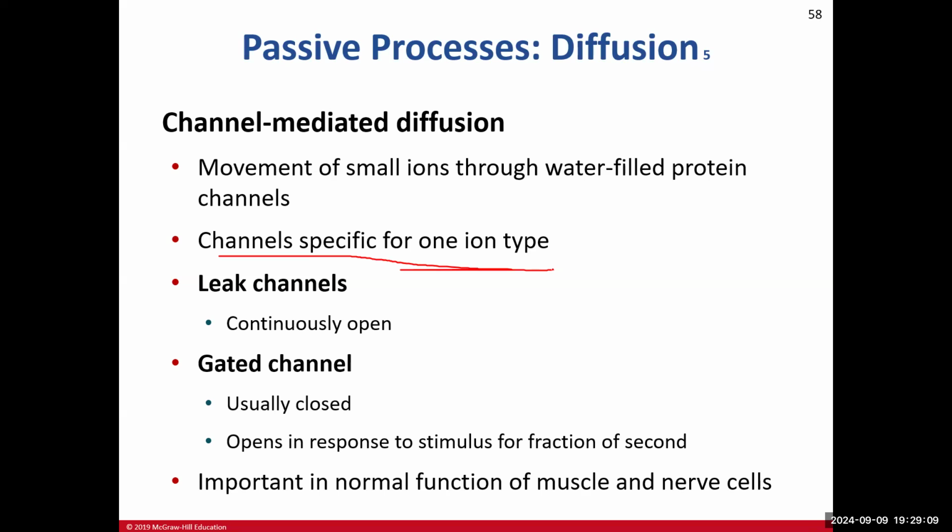So the leak channels are continuously open. They're allowing stuff to flow across the cell all the time. The other one is the gated channel. And just like it says, gated channel means that there's a gate on that channel. Normally, that gate is closed until a stimulus opens it up. And when it does, it only stays open for a split second, but when it opens, then stuff can move down through the channel, depending on where the concentration gradient is. And we'll talk about that. But we will really see this in detail when we talk about chapters 10 and 12, nerves and muscles.